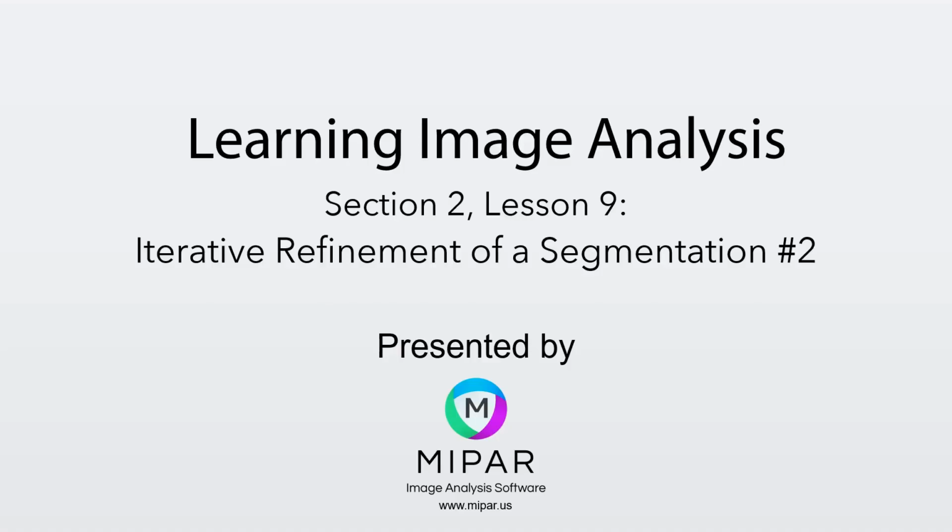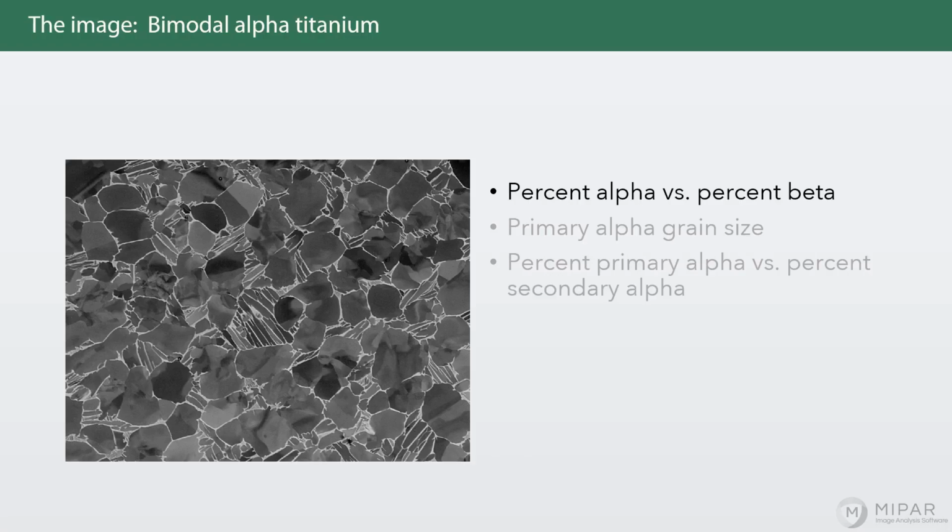Welcome to the next lesson of Learning Image Analysis, where we continue with iterative refinement of a segmentation. So our image today is bimodal alpha titanium. What we have here, if you look at this image, the alpha is the dark grains and these dark alpha laths, and the beta is the bright boundary around them.